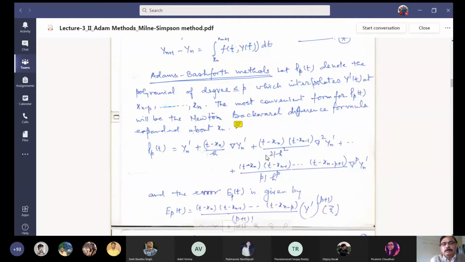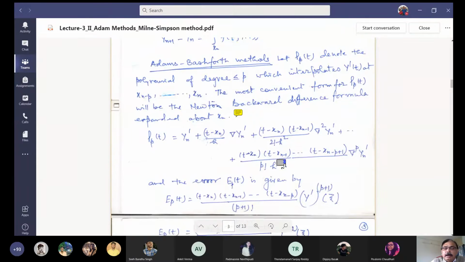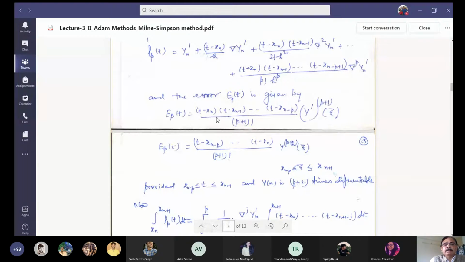Suppose we want to write it in terms of summation, so this will be a summation, and then (t minus x_n) to that power divided by s to power, and the factorial also will be there. So you can write this in the summation form, and then your error term will be the last term, which will have all the products. Let me finish this error part also.